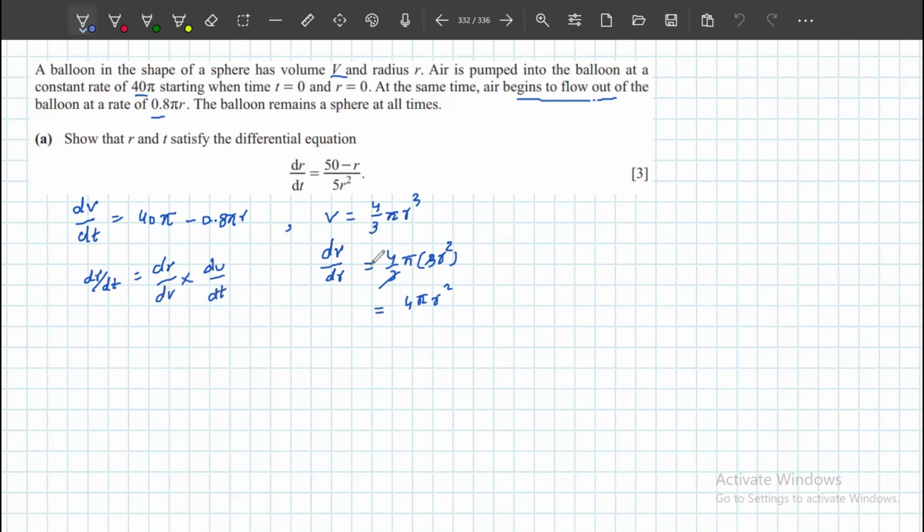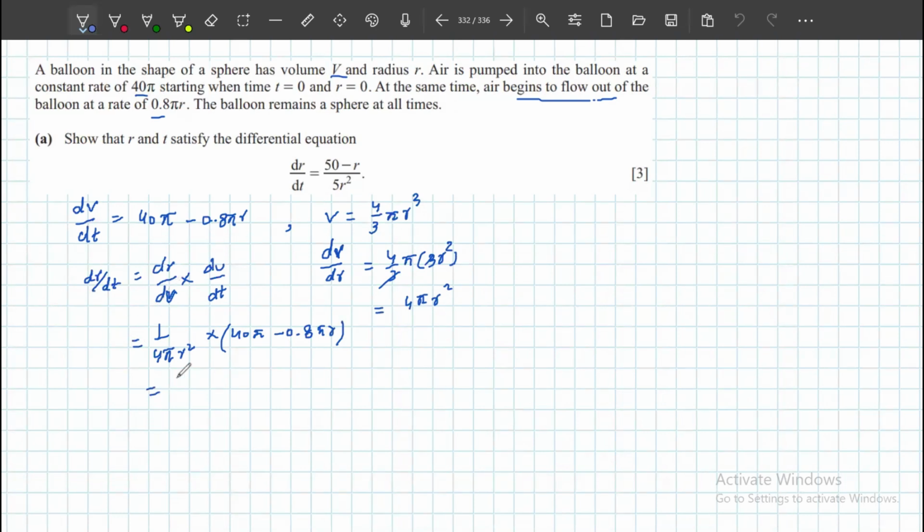Remember, this is dr over dt, dr over dV. So this is dV over dr. So once you change into the reciprocal, this becomes 1 over 4 pi r squared multiplied by dV over dt. We know it is 40 pi minus 0.8 pi r. And once you multiply, it gives.